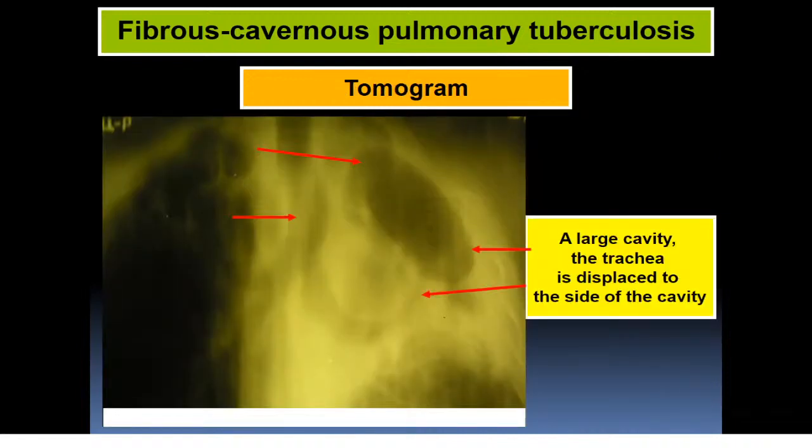On this tomography, we can see giant cavina, empty inside with clear internal contours, and fibrosis around of cavina. Lung tissue changed to connective tissue. Therefore, left lung decreases in size and shifts trachea to the fibrosis. We can see this also on this tomography. This is a sign of fibrous cavernous TB.